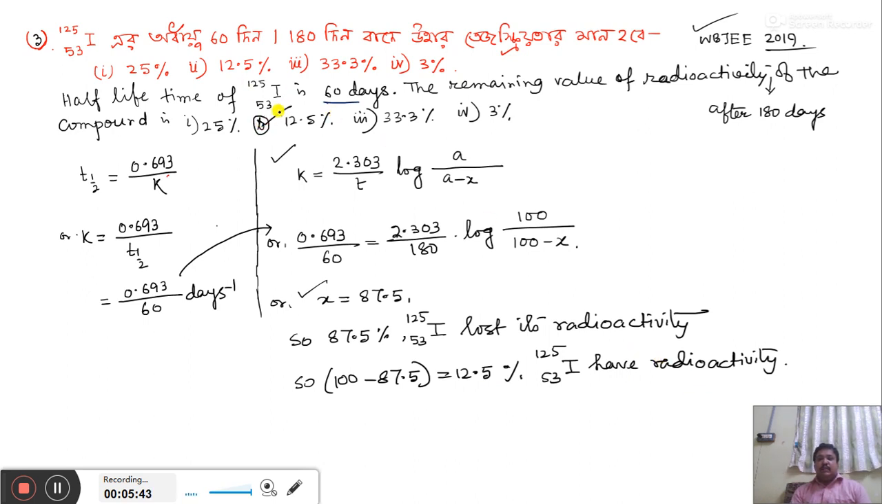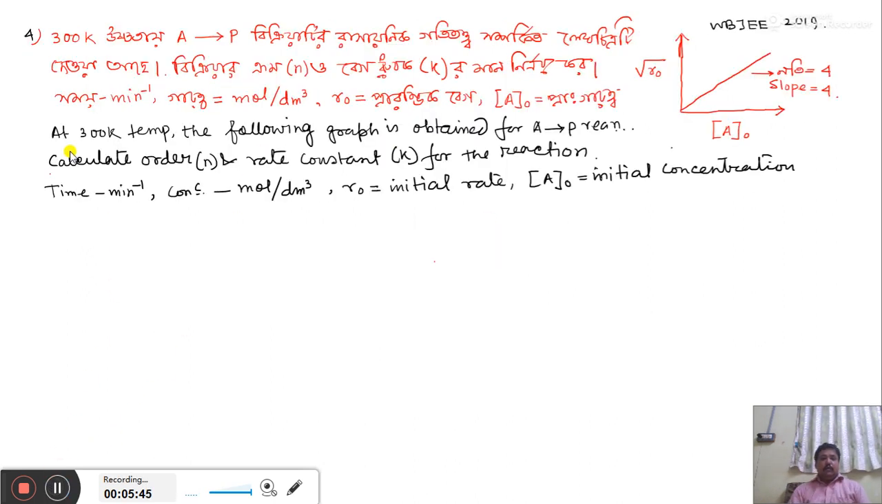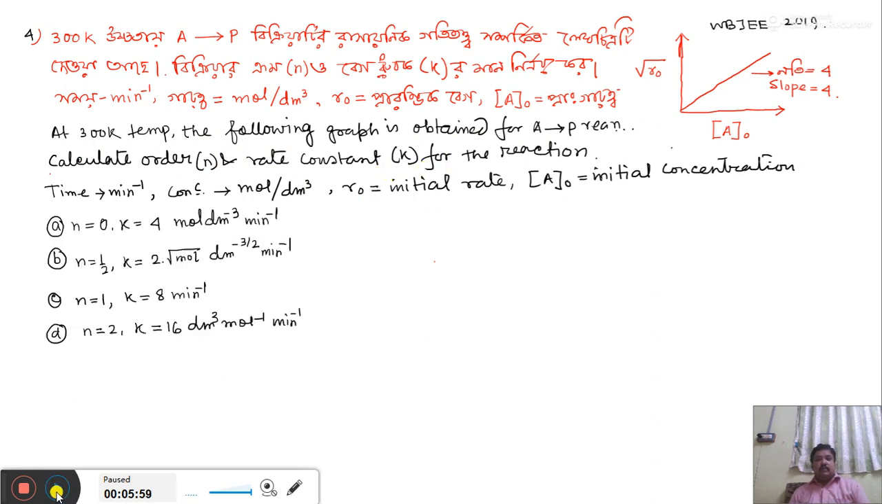So option B is the right one. The next question is: at 300 Kelvin temperature, the following graph is obtained for A → P reaction. Calculate order and rate constant K of the reaction.